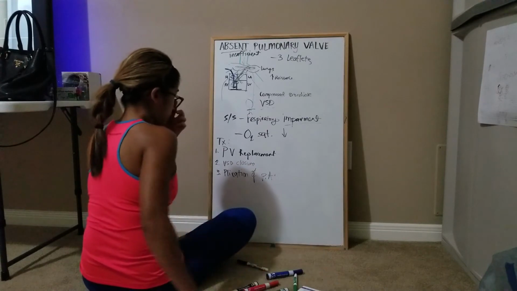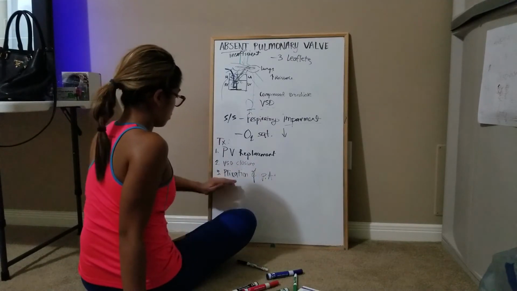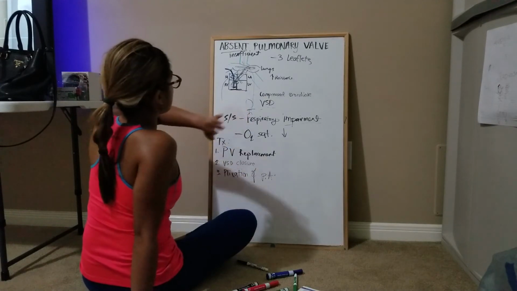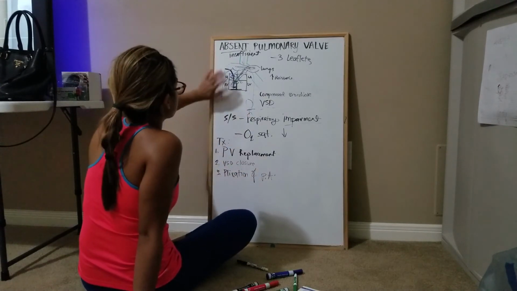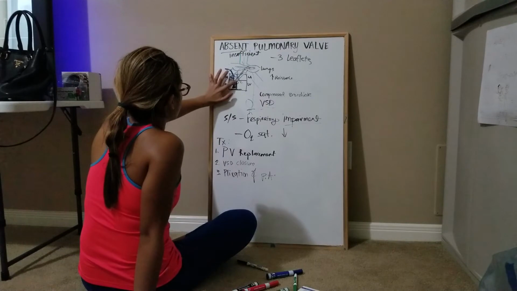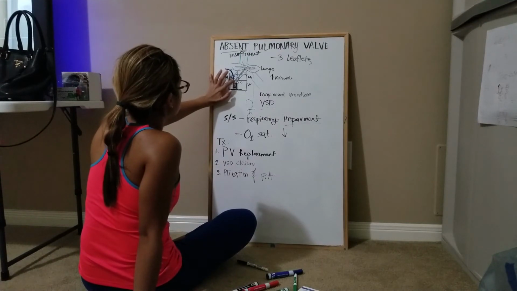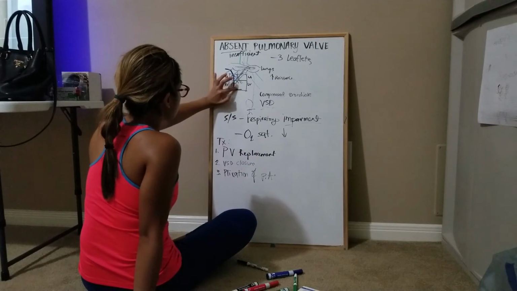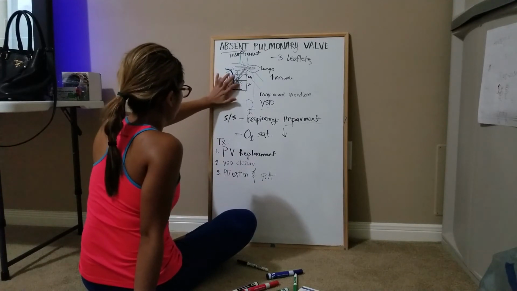Plication. I'm gonna Google that because I do not know what plication is in pulmonary arteries. But that is what absent pulmonary valve is, right? So we don't have our pulmonary valve. It often occurs with a VSD, which is a ventricular septal defect.